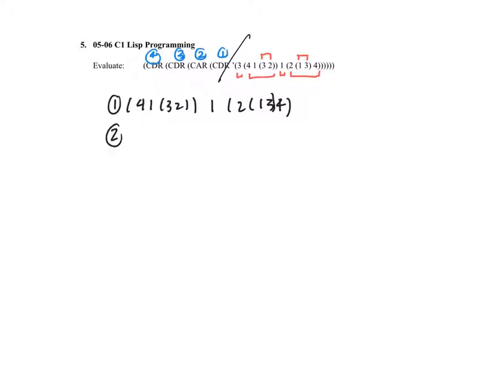The next step is CAR. So we're going to grab the first term in that list, which is 4, 1, parentheses 3, 2. And I'm going to cross off the second function.